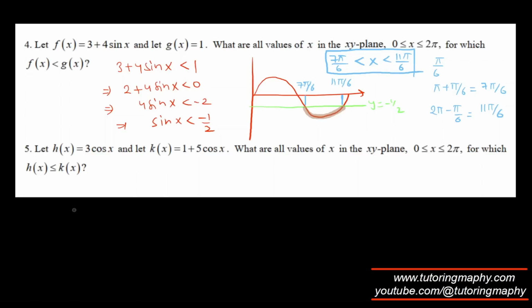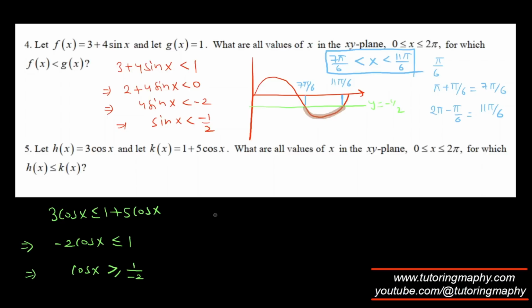Okay. The next one is h of x is less than or equal to k of x. So h of x is 3 cos x, which is less than or equal to k of x, which is 1 plus 5 cos x. Subtracting 5 cos x from both sides, I will have 3 minus 5, which is minus 2. Minus 2 cos x is less than or equal to 1. Dividing both sides by negative 2, but keep in mind that whenever we divide by a negative in an inequality, the sign flips. So cos x is greater than or equal to 1 over negative 2.